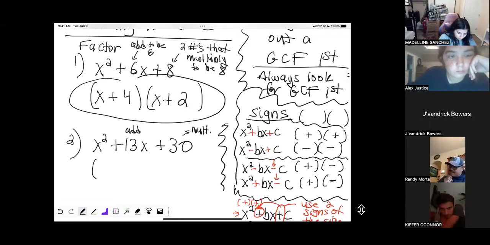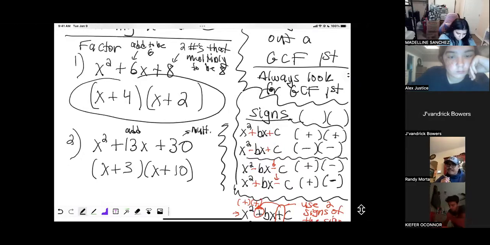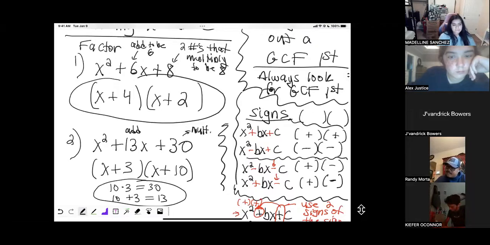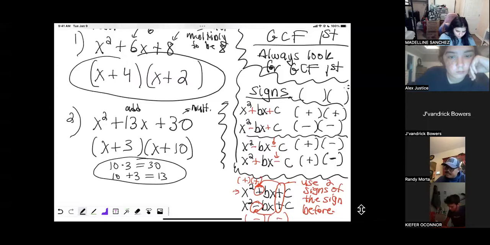So I also know, because I have plus and plus, my signs are plus and plus, and I know 10 and 3 will work. So 10 times 3 is 30, and 10 plus 3 is 13, which is what you wanted. How can you really check? You're going to FOIL or double distribute them, and you can check all your answers.